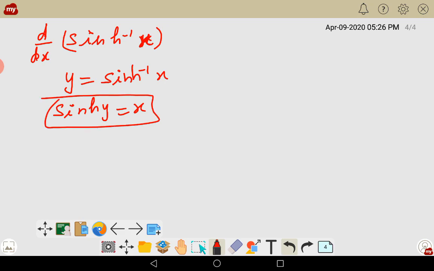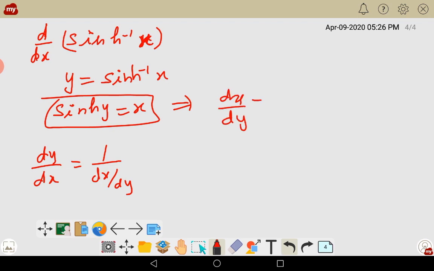And by the first rule of derivation of the inverse function, we know that dy by dx, y is inverse function, is 1 over dx by dy. Here you can find dx by dy. When you differentiate sine hyperbolic y, you get cosine hyperbolic y. That's it. So this is 1 over cosine hyperbolic y.